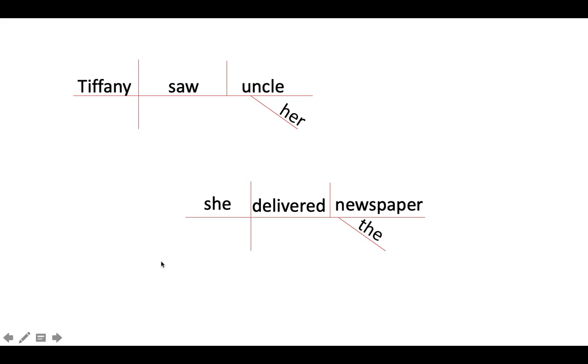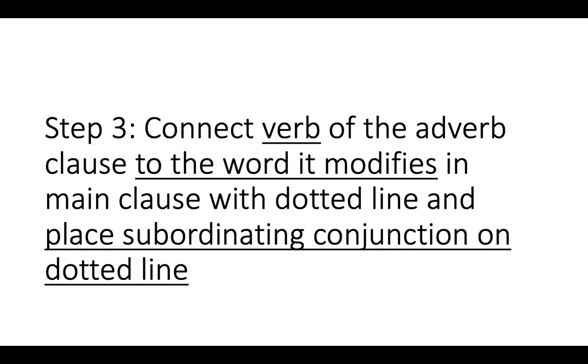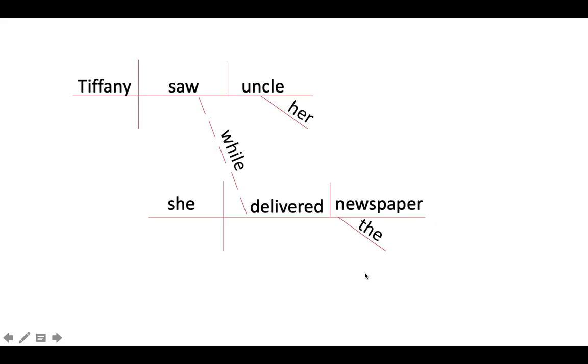Step three, what do I do with that subordinating conjunction, right? I need to draw a dotted line connecting the verb of the adverb clause to the word that it's modifying in the main clause, and then I put that subordinating conjunction on the dotted line. That's a lot of words, Miss Cruz. What does that look like? Just like that. Okay, so since the adverb clause was describing the seeing, I draw the dotted line connecting the saw to the delivered, and I write when on that dotted line.